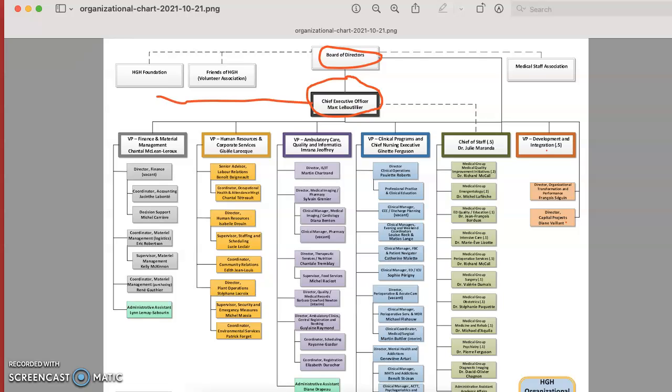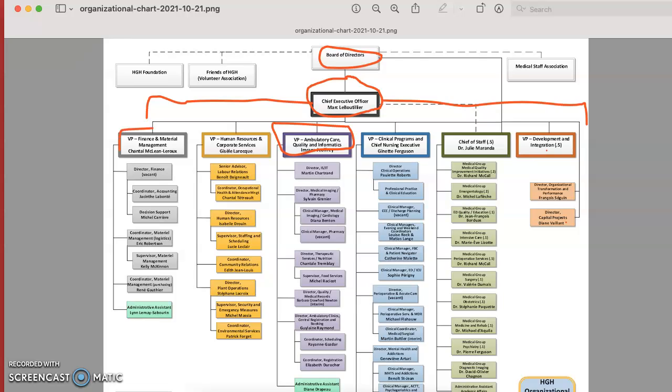After that, the CEO oversees all the operations at the hospital. So that can span from finance to human resources to, of course, outpatient services, which is what I work in, clinical programs like nursing, chief of staff, which could be most of the time providers, right, and then development integration. So let's go through each one. So this is a large job, right? The hospital CEO usually has a lot of challenges that he has to overcome, and this is no exception, right? Overseeing all these people.